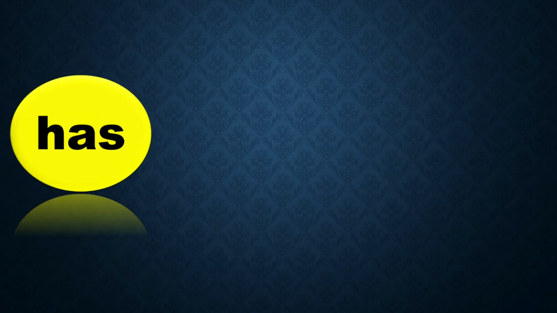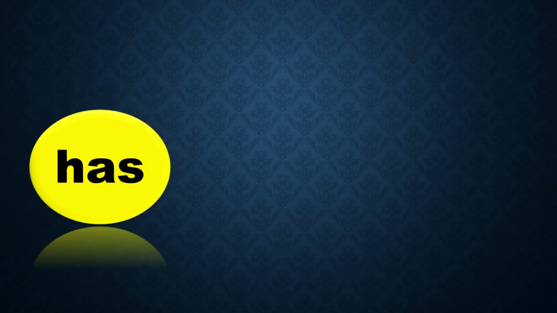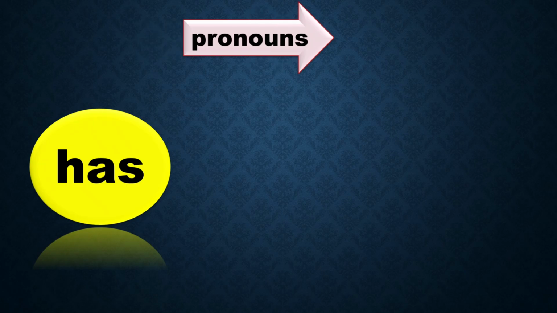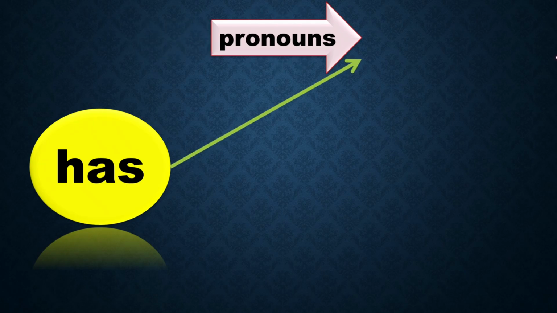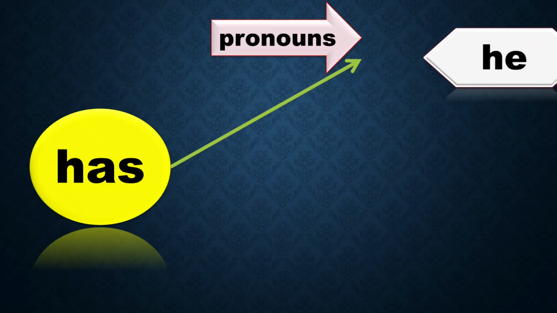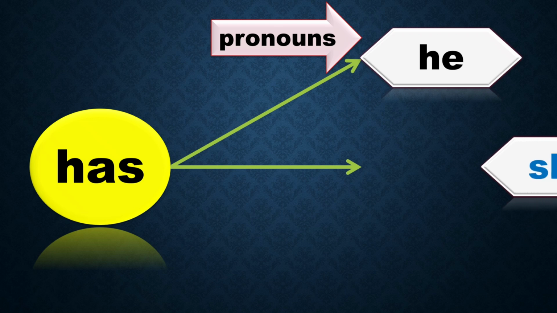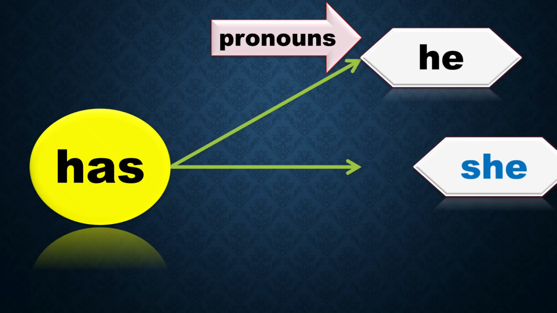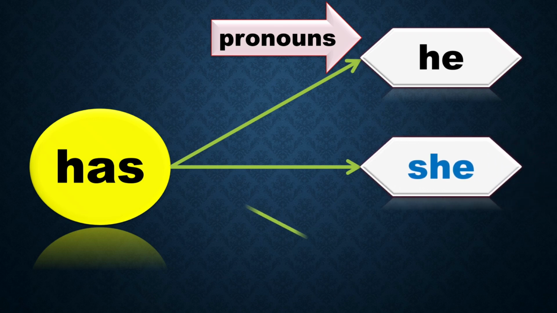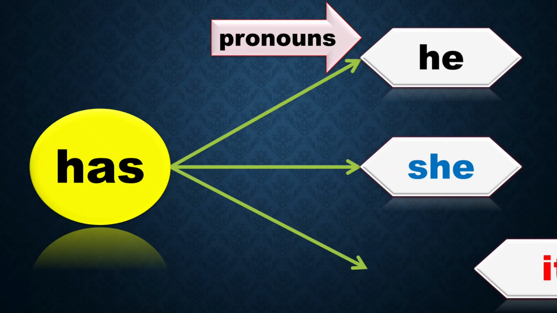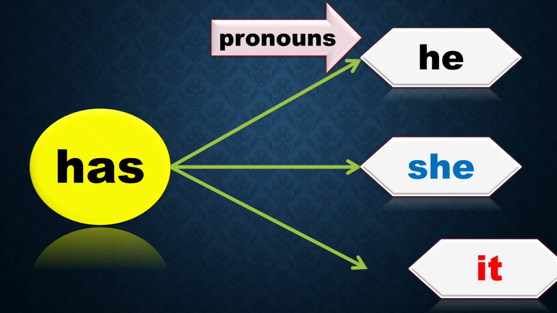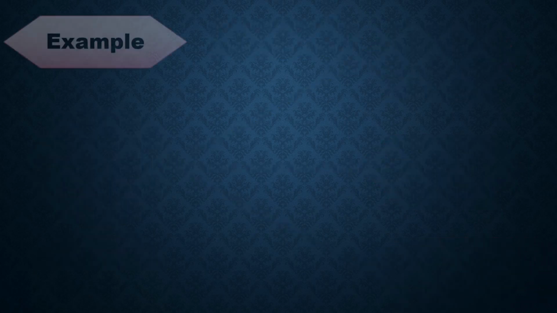Second, has we can use with the singular pronoun. Let's see some examples. First one is he. He is a singular pronoun. So along with he we can use has. He has. Second is she. So we can say she has. She is singular. And the last one is it. It has. It we can use for non-living things.